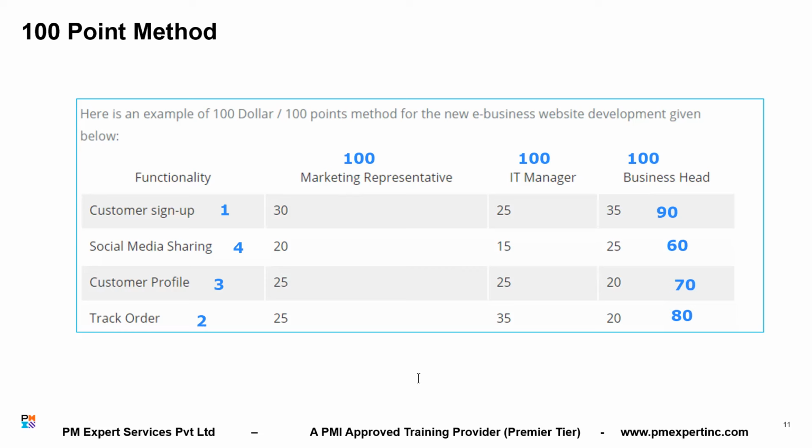Yes. Okay. Thank you. Is that okay, guys? Now, are you okay with the techniques we have discussed so far, the paired comparison method and the 100 point or $100 method? Are you okay with these?